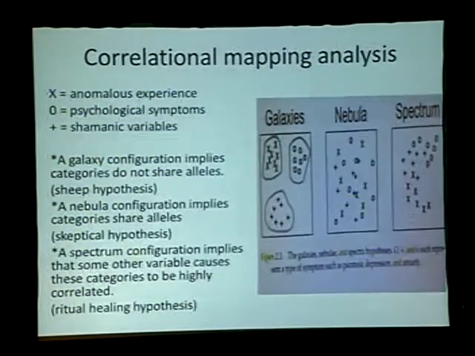Well, in my present study, I'll just use that same method of analysis. I got X equals anomalous experience. O will be the psychological symptoms. Plus will be the shamanic variables. Okay? If it falls in a galaxy pattern, that supports the sheep hypothesis. Because the sheep, they believe that the wonderful extrasensory perception is not the same as psychosis. They're separate. They shouldn't be mixed together. If they are mixed together, if they're the same thing, that would be a skeptical hypothesis. If they're layered on each other, that means some other variable causes them to be highly correlated. That would support the ritual healing theory, which is the first one I put on the board.